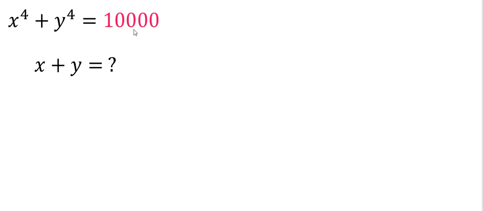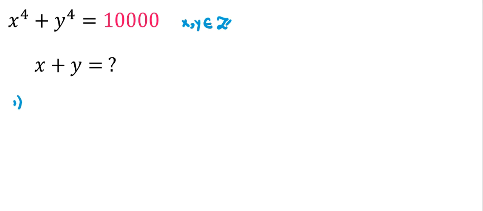x to the 4 plus y to the 4 equal to 10,000. We want to find x and y, and we know x and y are integers. So when we see x to the 4, an integer number to the power of 4, you should pay attention to the remainder when divided by 16. If you have x squared, a perfect square, you should pay attention to the remainder when divided by 4 or 8. So let's focus on x to the 4.